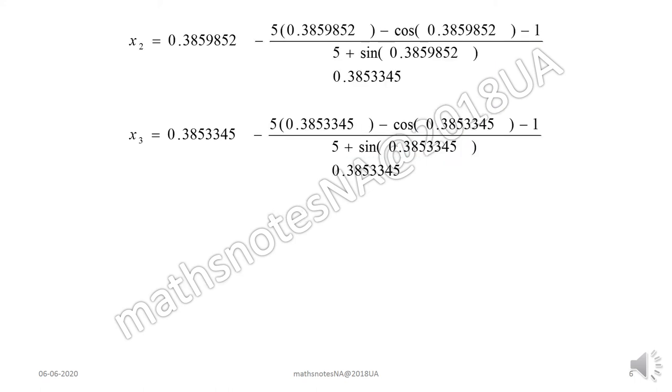Now we calculate x2 by using x1 and see the value of x2 comes 0.385335. Now we calculate x3 by using x2 and see that both of them, x2 and x3, are same up to 7 decimal places. In the question it was given that calculate the root up to 5 decimal places, correct up to 5 decimal places. So here we got up to 7 decimal places. Our objective has been obtained and this is the root value.